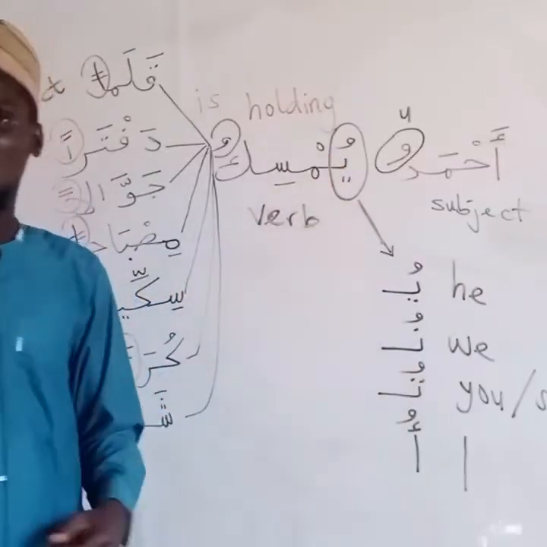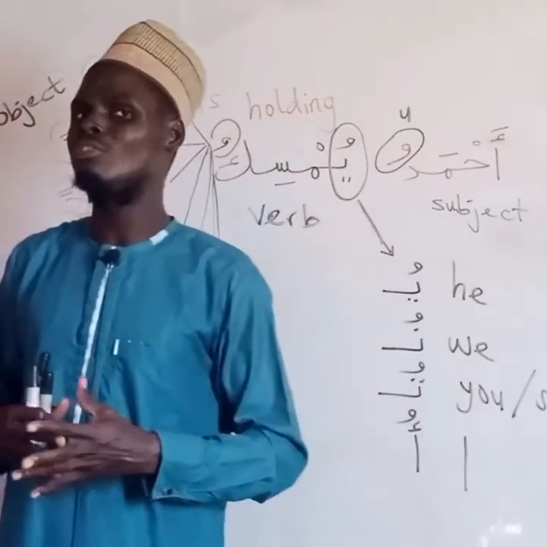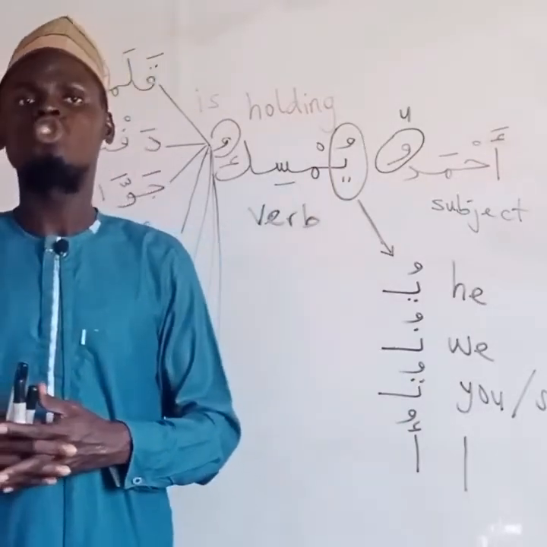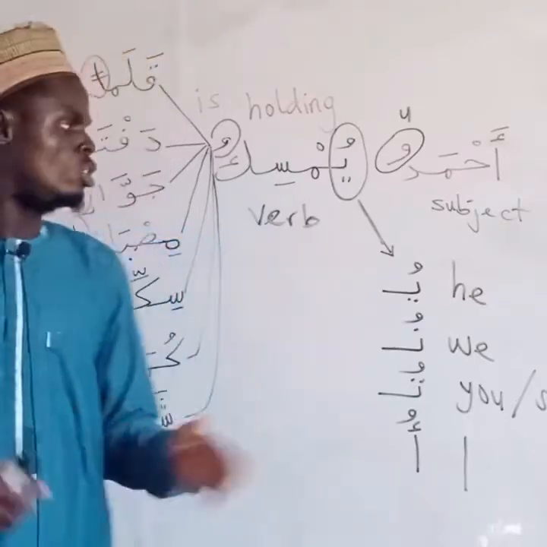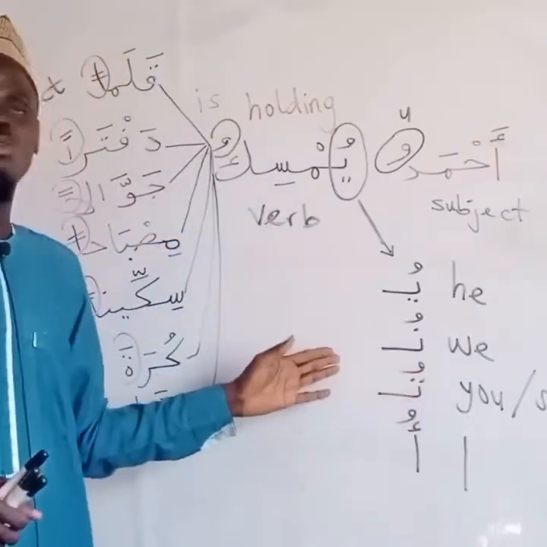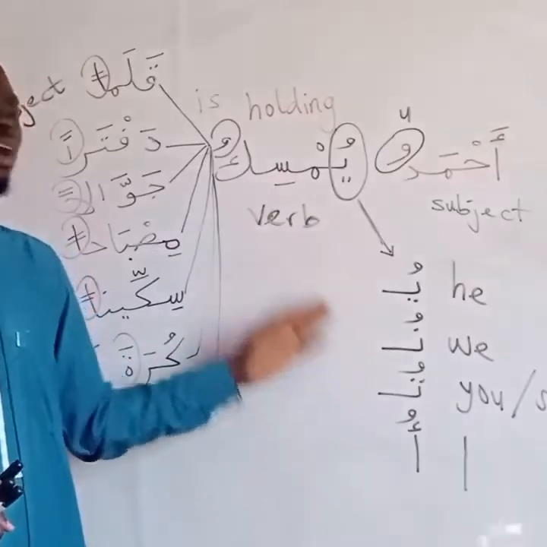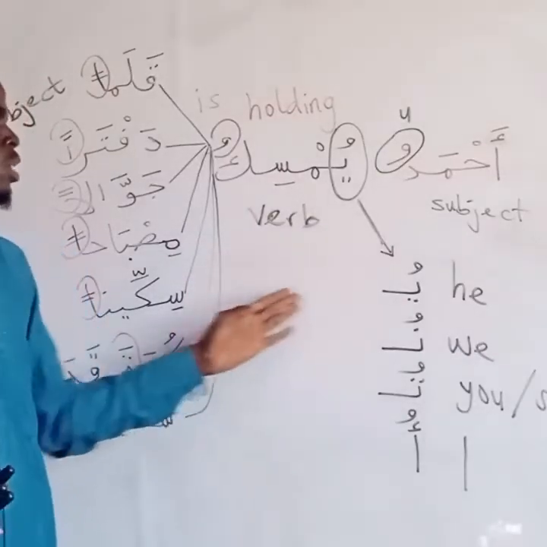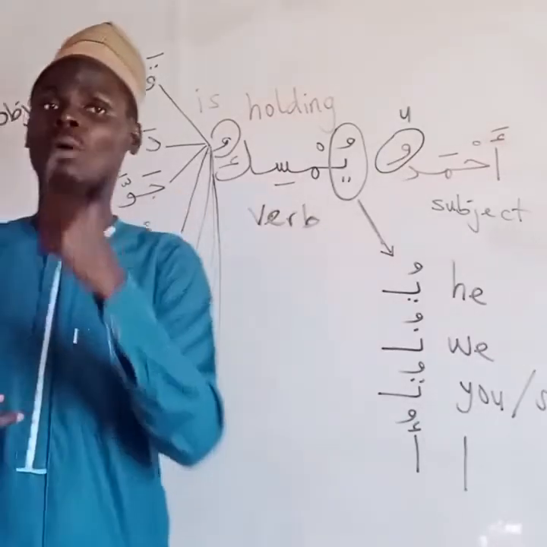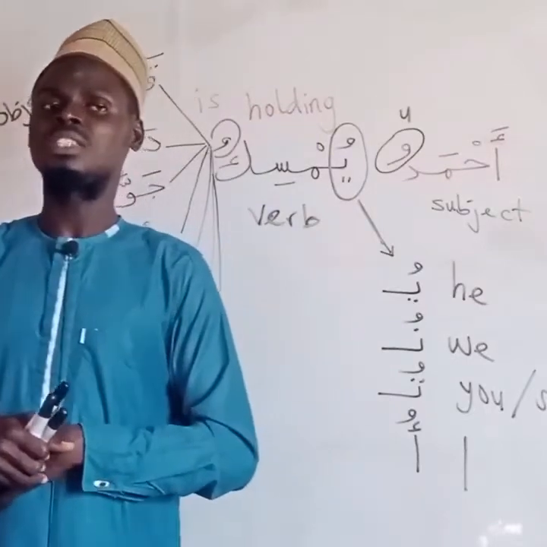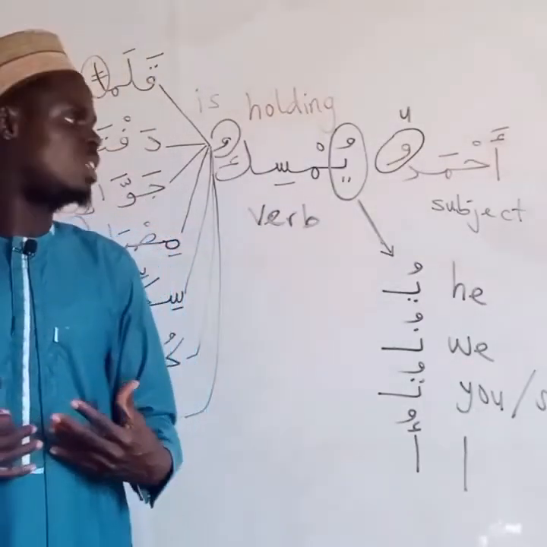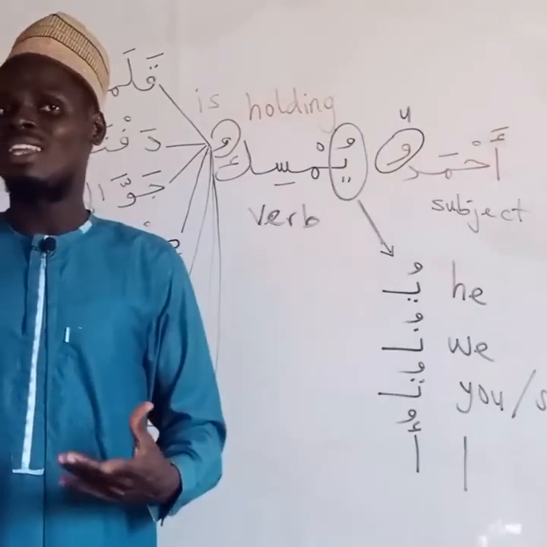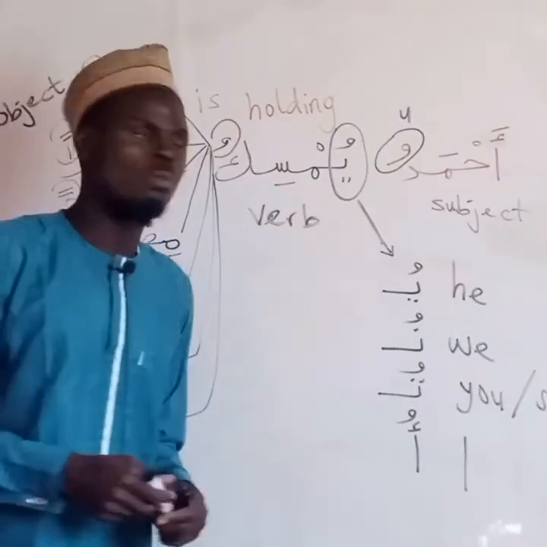Then, if it is a single person, you face the person you are talking to, you say tumsiku. Tumsiku. You means anta. Anta, you. Tumsiku. You are holding or you will hold. And if it is only one person that is speaking, first person singular, then you say umsiku. I am holding. Umsiku. I means Ana. Umsiku. Ana. Umsiku.